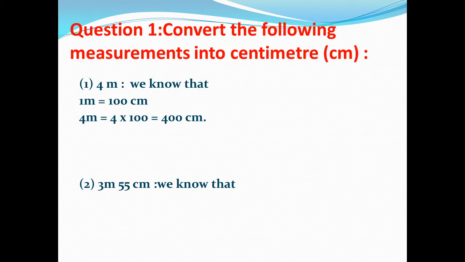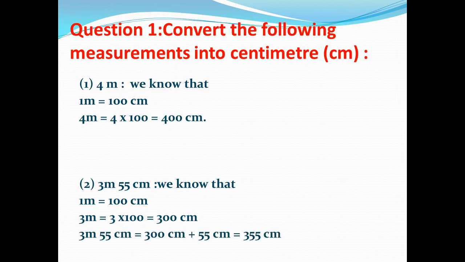In the second part, we have to convert 3 meter 55 centimeter into centimeter. In this type of question, first of all, we will convert meter into centimeter. Then we will get two values of centimeter, and at the end we will add those values. Let's begin. First of all, meter will be converted into centimeter by using the relation 1 meter is equal to 100 centimeter. So 3 meter is equal to 3 into 100 is equal to 300 centimeter.